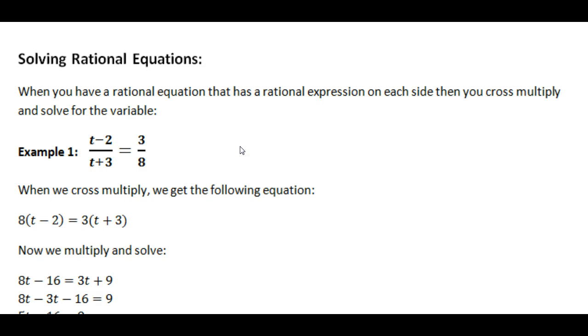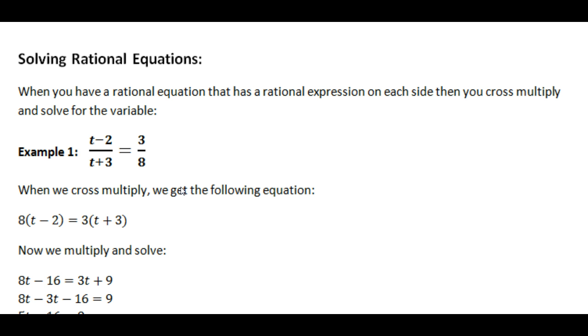Okay, what I'd like to do now is to give you a brief explanation of how to solve a specific type of rational equation. This is an equation where on both sides of the equation you have a rational expression and there are no additional terms. So if you look at example 1, you'll see on the left side there is a rational expression (t - 2)/(t + 3), and on the right hand side is 3/8.